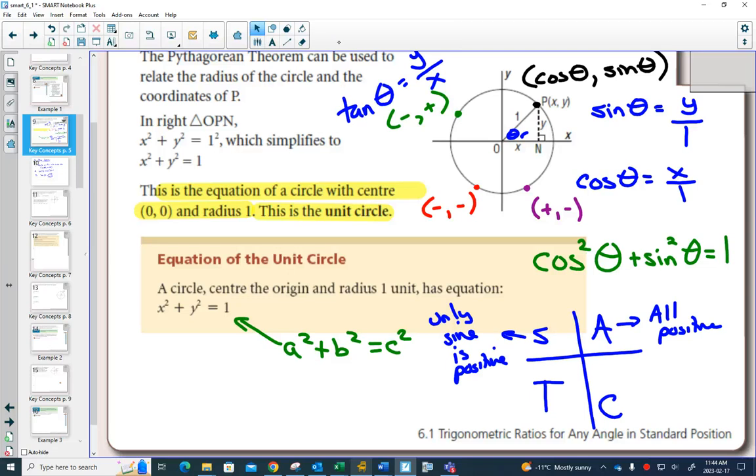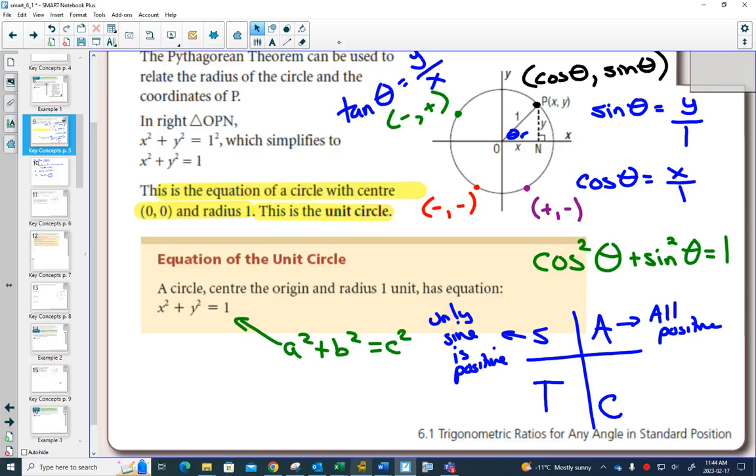In grade 11, we learned our CAST rule just by looking for patterns. We would pick an angle in quadrant 2 and say, what's sine, what's cosine, what's tangent, and notice that only sine was positive, the other ones were negative. And we created the rule that way. Now, we can use the unit circle to explain why the CAST rule works.